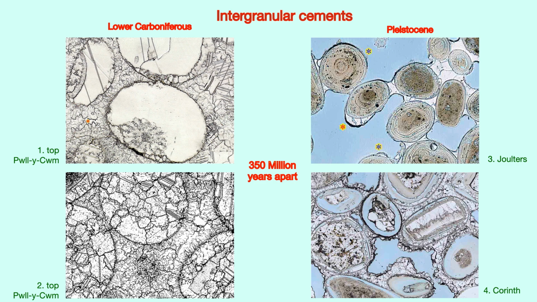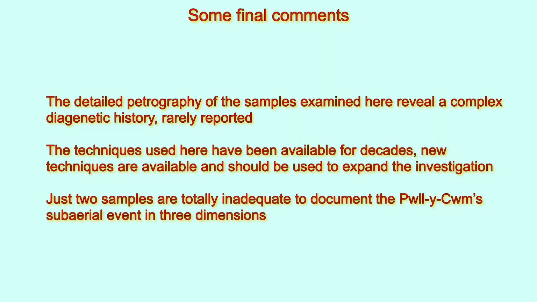Some final comments. The presence of growth surfaces within crystals, as shown here by staining and cathodoluminescence, together with standard petrographic microscopy, shows how a multitude of diagenetic events can be interpreted from thin sections. This combination of techniques has been available for decades, but has rarely been fully utilized.